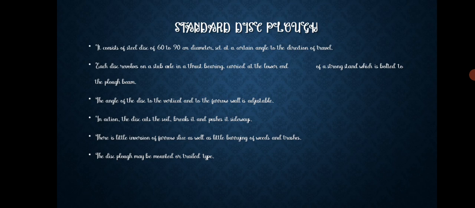strong standard which is bolted to the bottom beam. The angle of the disc to the vertical and to the furrow wall is adjustable. In action, the disc cuts the soil, breaks it and pushes it sideways. There is little inversion of the furrow slice as well as little burying of weeds and trash. It may be mounted or trail type.